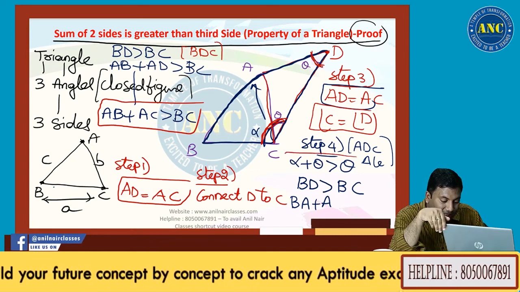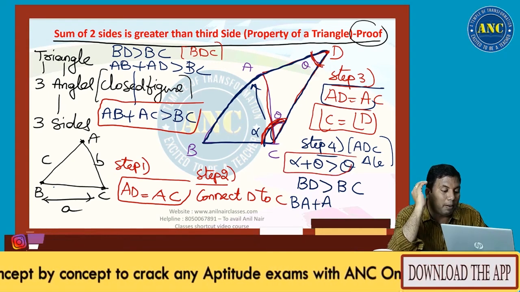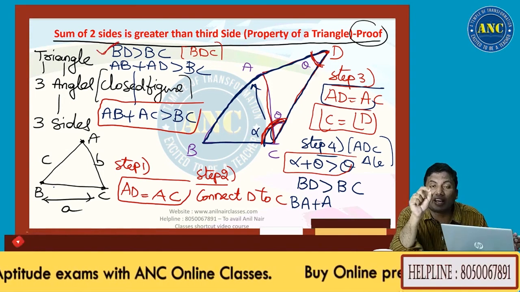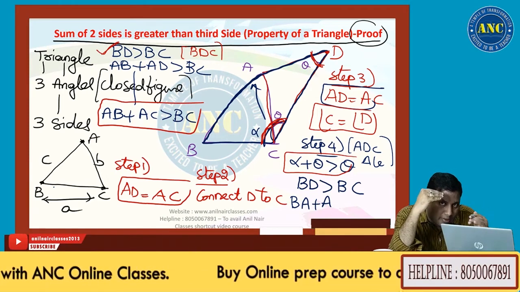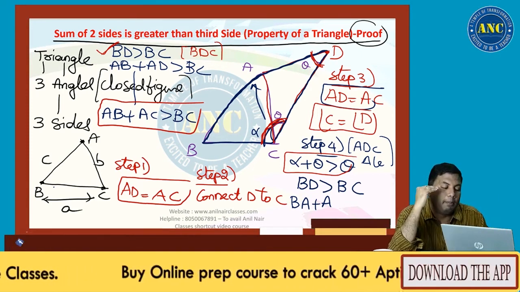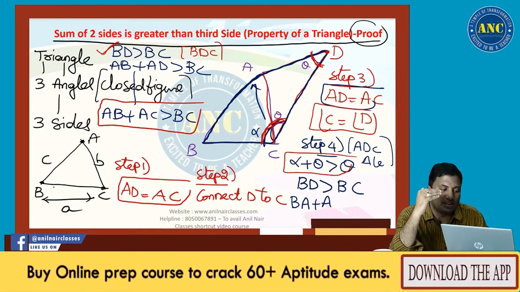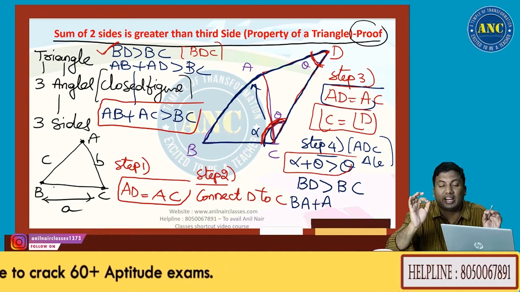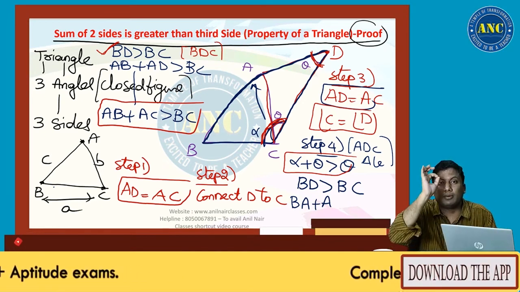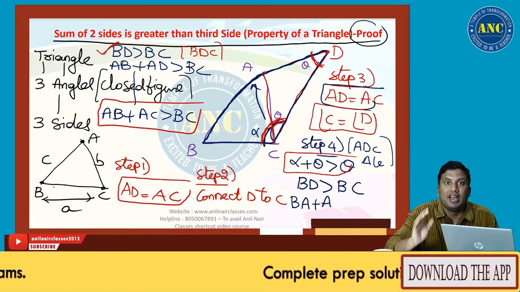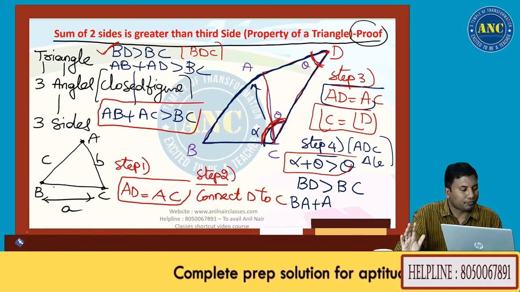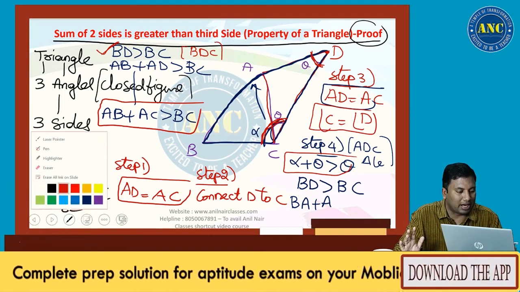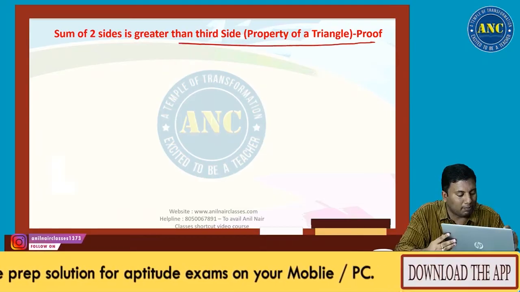Alpha plus theta is opposite BD, and theta is opposite BC, so BD is greater than BC. BD is a combination of BA and AD, so BA plus AD is greater than BC. AD is nothing but AC, so AB plus AC is greater than BC. The sum of two sides must be greater than the third side for three sides to form a triangle. I hope this concept is clear.